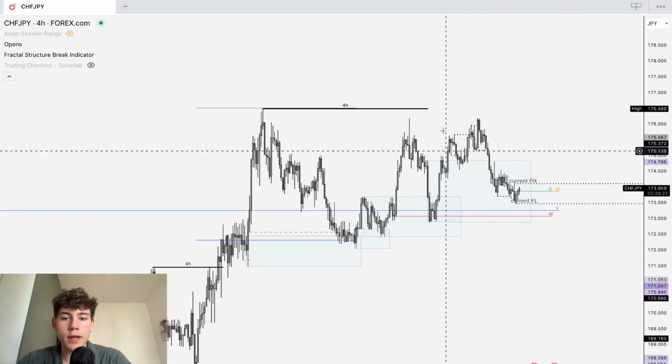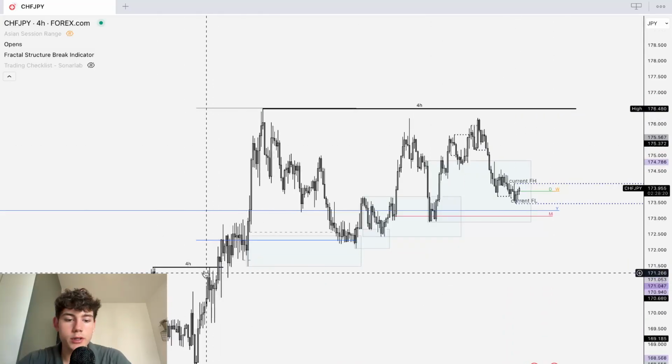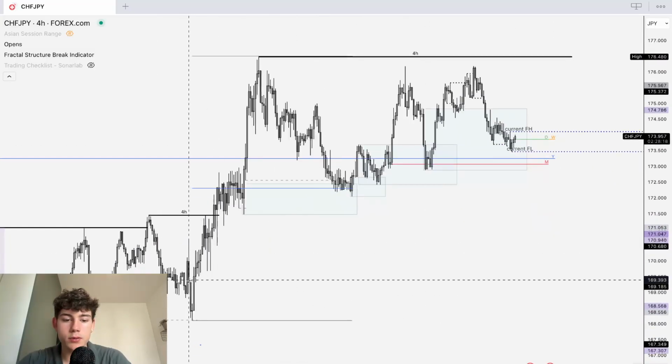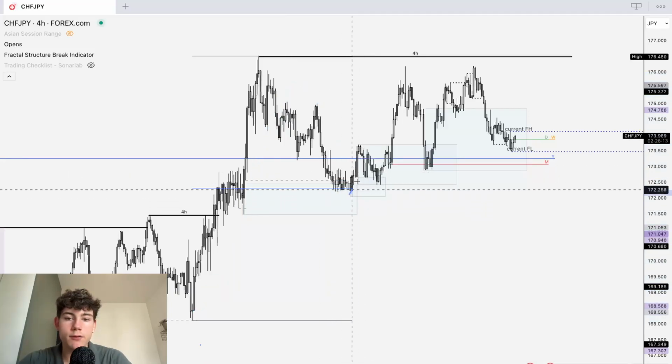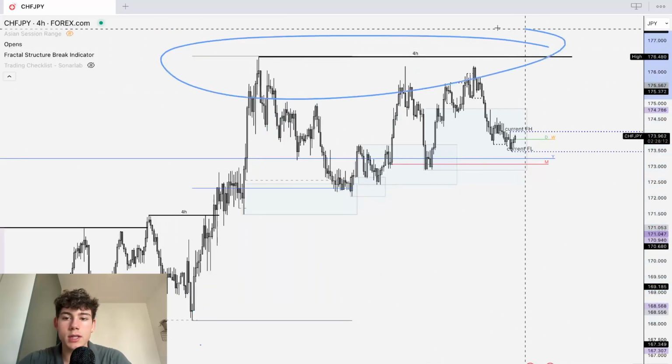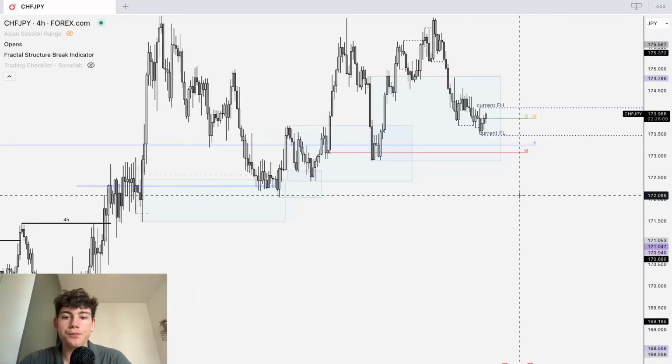Looking at the 4-hour time frame, we're also 4-hour bullish over here. So this was your trend. You tapped in towards the discount prices, and from here you expect to trade towards the trend high.